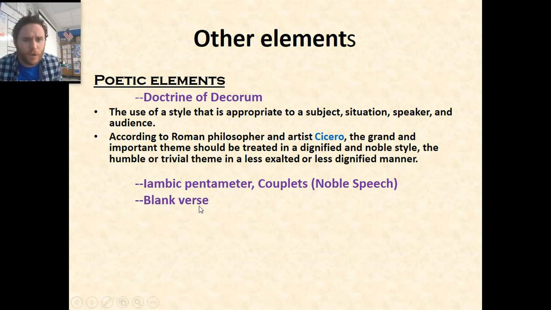It was blank verse, so that means they did not always have a regular rhyme scheme. Shakespeare kind of goes in and out of rhyme scheme. The blank verse means the rhyme scheme is blank and sort of up to the writer to determine.